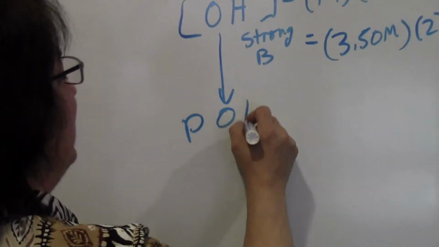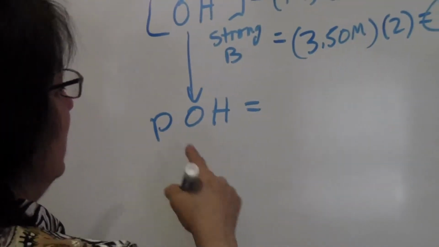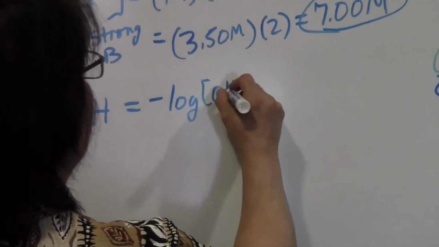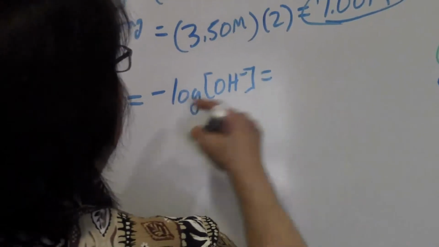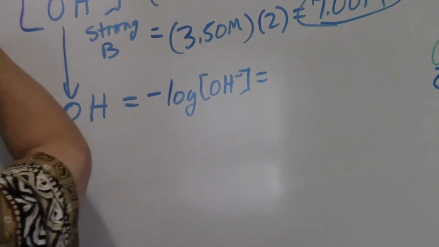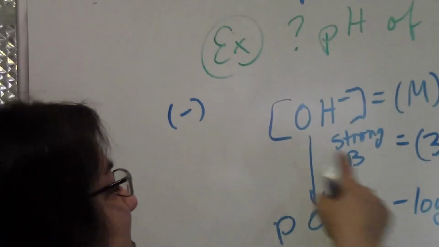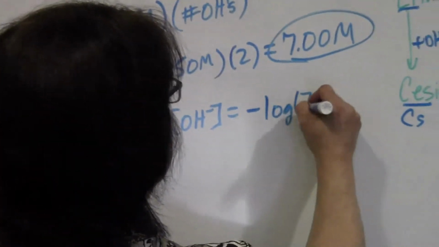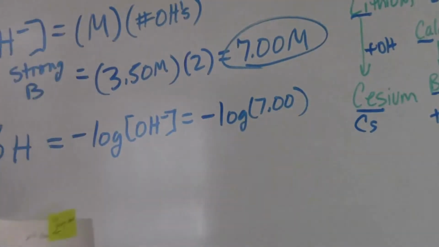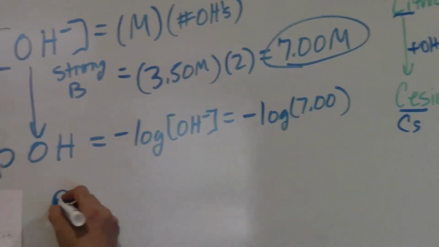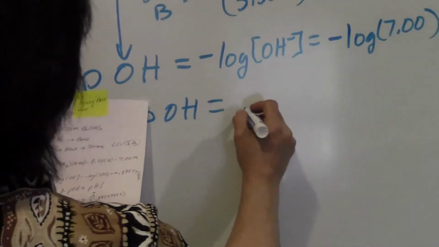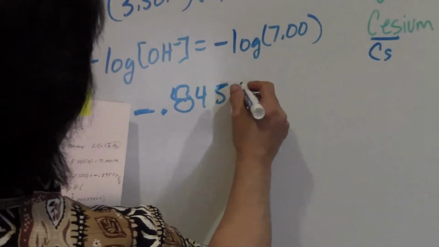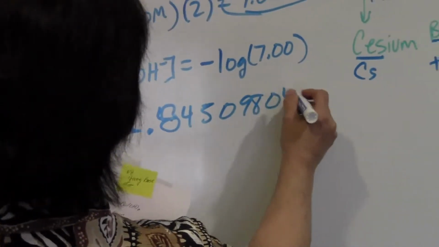Now, be careful. We're going to calculate pOH, not pH. pOH, this is a memorized formula, is minus log of hydroxide concentration. That's the tiny little negative at the bottom of the calculator that looks like this. That's not subtract. So minus log 7.00, and we end up with pOH equals minus 0.845098004.